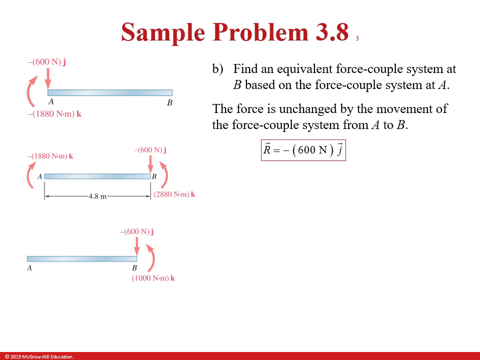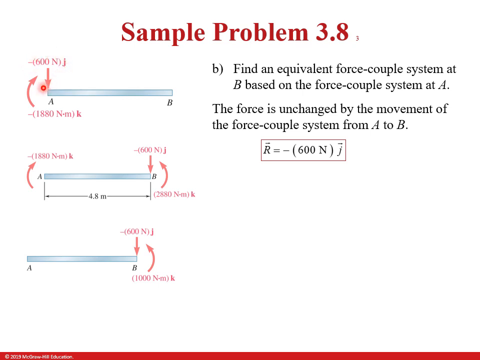Okay, so now all we're going to do for part B, we're going to find the equivalent force couple system at B based on the force couple system in A. Now, this would be just as if B was the original reference point, right? So now you've got one force and a moment, right? So the force is completely unchanged. The force is the same. The total net force is just the sum of all the forces as before.